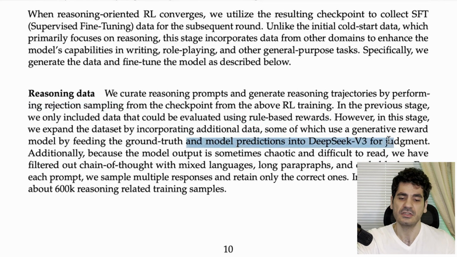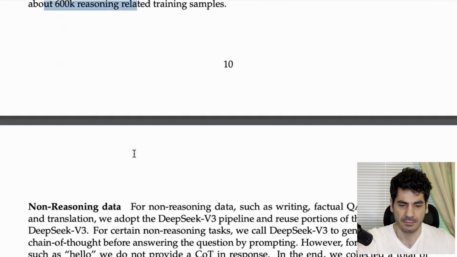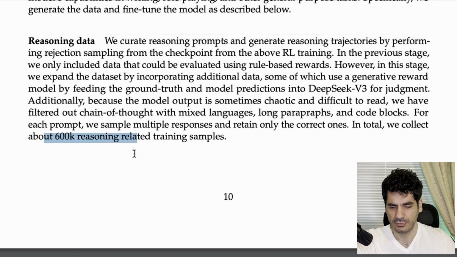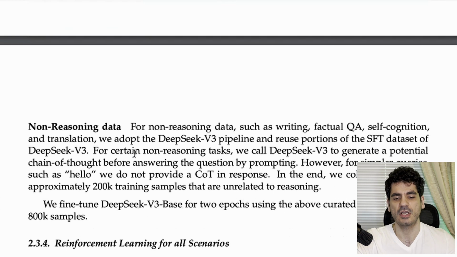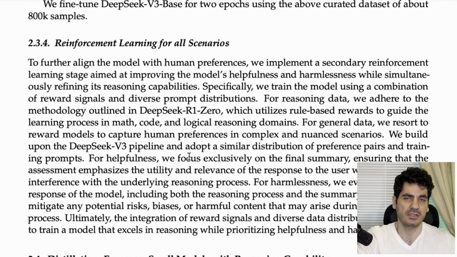So they have collected 600k training samples. The first one was reasoning. For the reasoning they use LLM as a judge, so the V3 version, and then some non-reasoning data, for example some factual Q&A, some self-cognition, translation and so on, and then again they use this pipeline to reuse a portion of the SFT. After this, same as other approaches, they try to do further alignment for that.